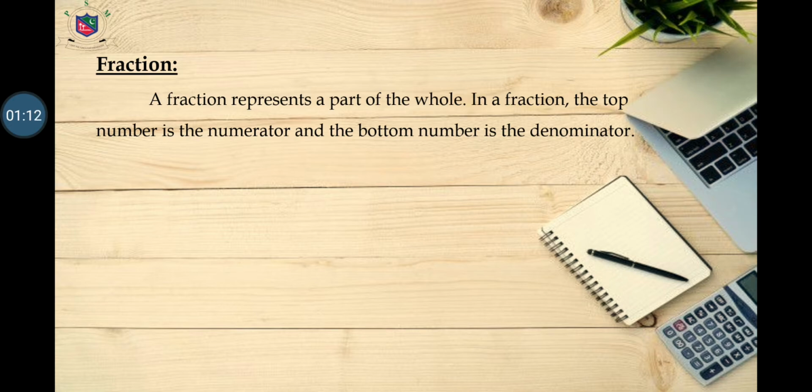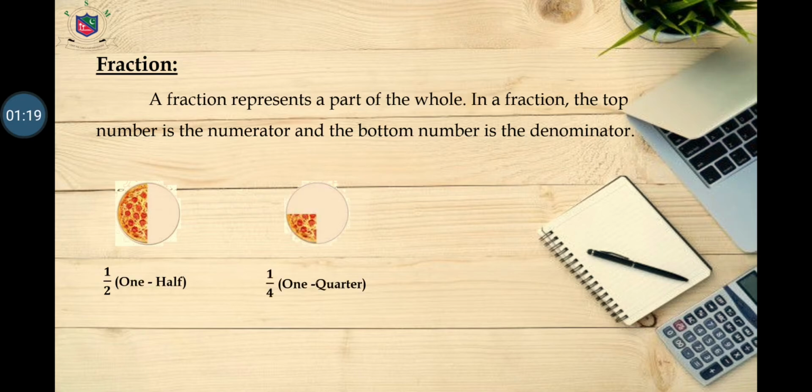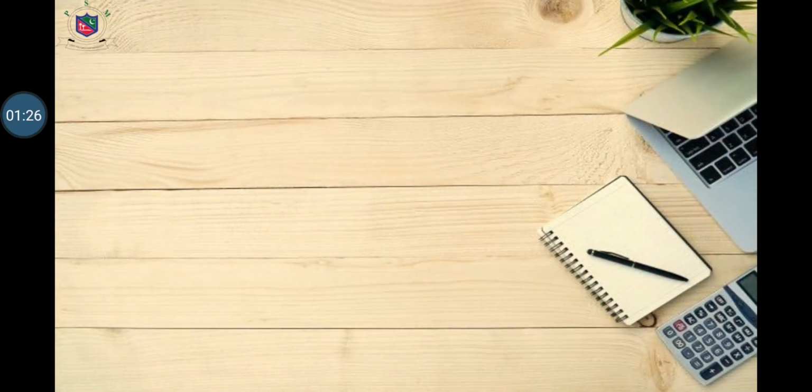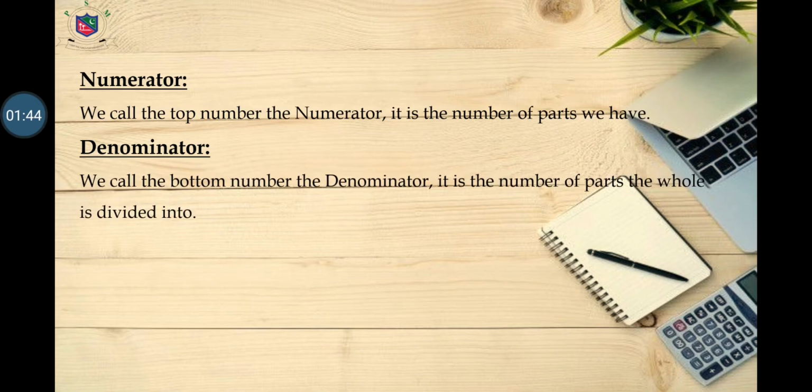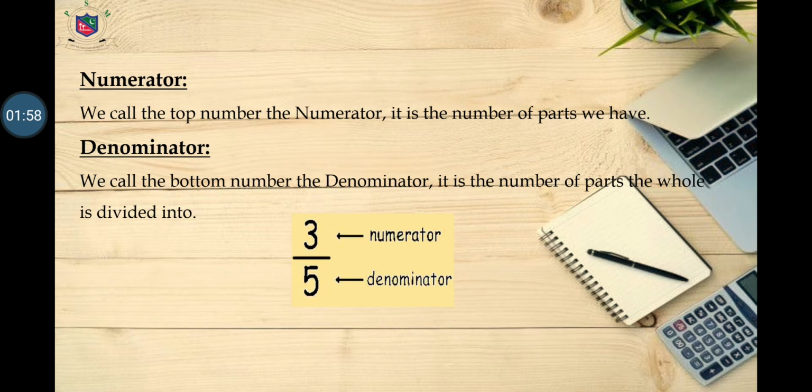In the fraction, the top number is the numerator and the bottom number is always the denominator. You can see different examples of the fractions in front of you. So now, again recall your memory and tell me, what is the numerator? Yes, dear students. The top number of the fraction is always called the numerator. And what is the denominator? Yes, we call the bottom number the denominator, and the denominator always tells us the total parts, that is, how many parts the whole is divided into. You can see the picture showing the numerator and the denominator in the fraction.